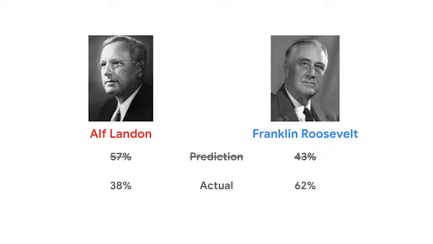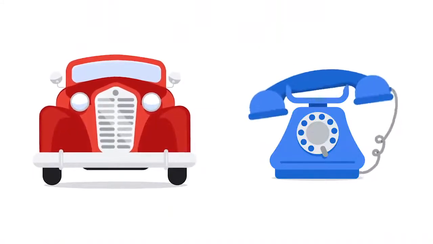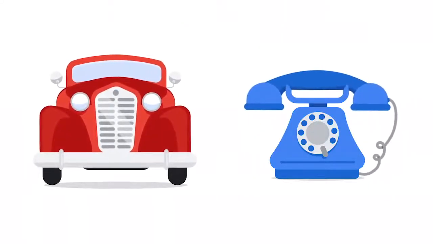Landon gathered only 38% of the vote and Roosevelt took 62%. So why was the Literary Digest prediction so inaccurate? The problem was something called sample bias. The Literary Digest selected its participants from contact info they found in car registrations and telephone directories. Can you spot the problem?